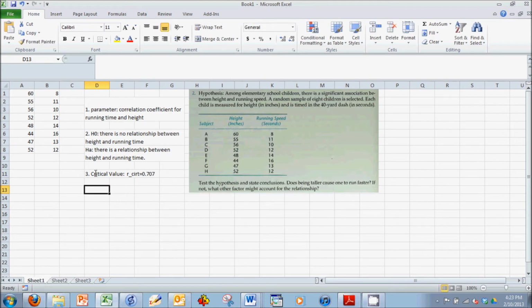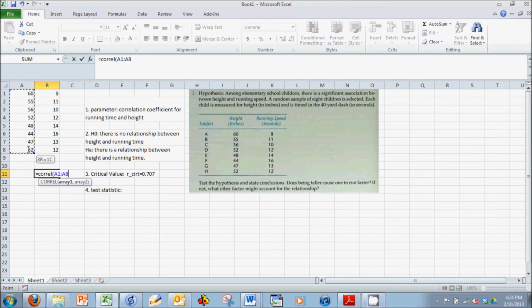Next is the actual test statistic. And this is computed from the data. In this case, it's the correlation coefficient of these two sets of numbers. So CORREL, highlight the first column, comma, highlight the second column. And that gives you the correlation coefficient.